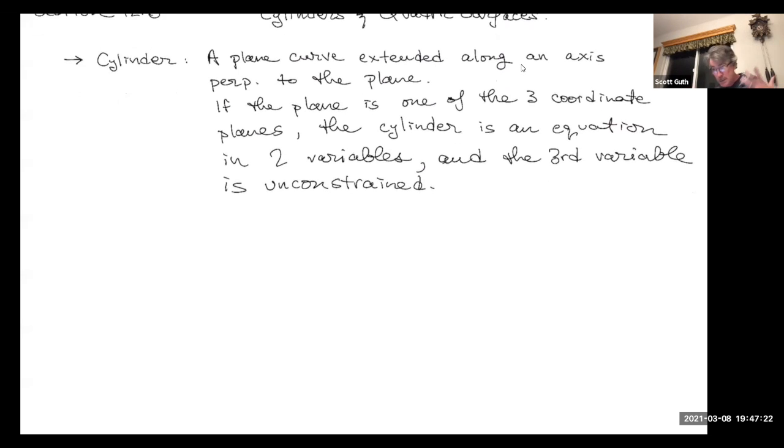So it can be circular. So we do that first, the circular cylinder. That's just x squared plus y squared equals a squared. And the point is, it's a surface now. It's not a circle anymore. Because the context is 3-dimensional, you have to realize this is unconstrained in Z.